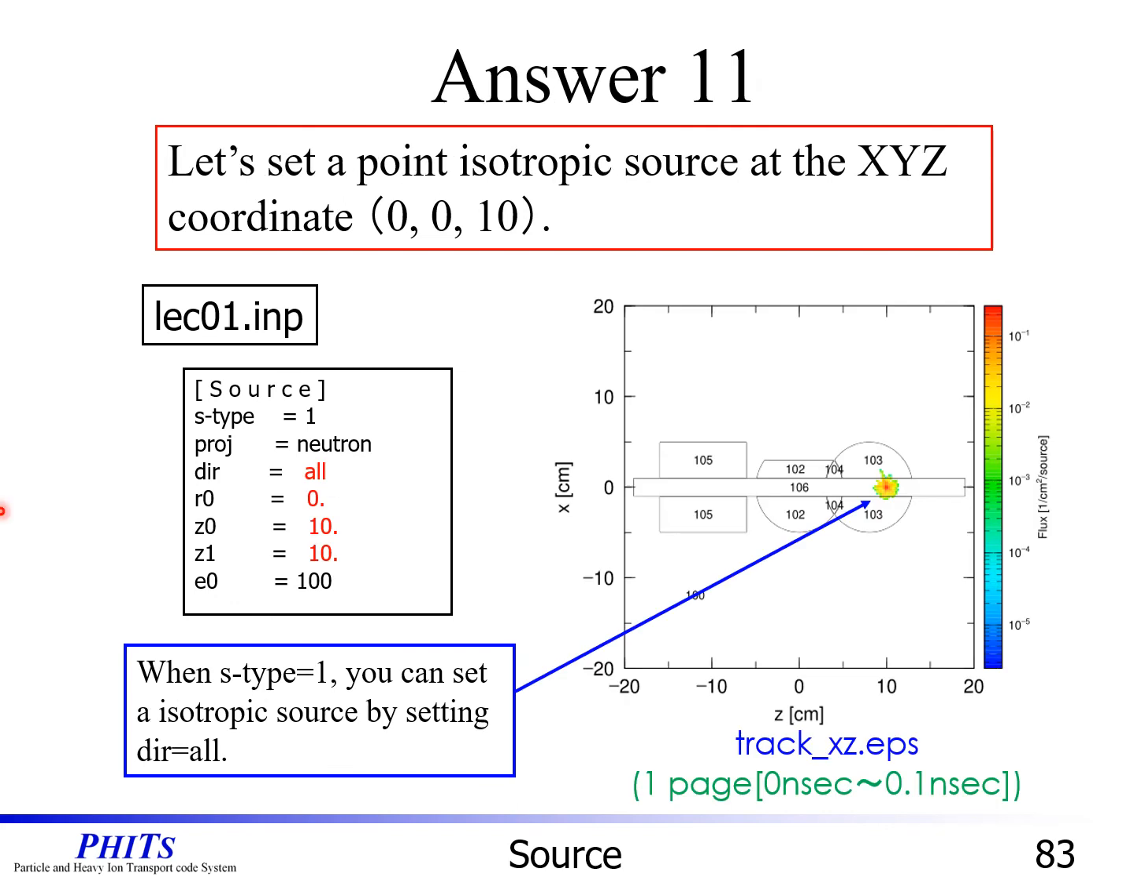This is the answer of the exercise. The answers are dir equals all, R0 equals 0, and both Z0 and Z1 equal 10. Please see the right panel. We can find that the red point is at the coordinate 0, 0, 10, and the direction of the neutron source is isotropic.